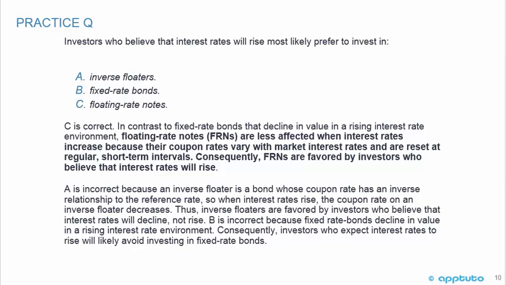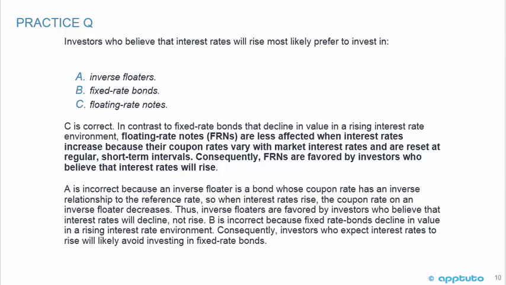A is incorrect because an inverse floater bond is a bond whose coupon rate has an inverse relationship to the reference rate. So when the interest rate rises, the coupon rate on an inverse floater decreases. Thus, inverse floaters are favored by investors who believe that interest rates will decline, not rise.